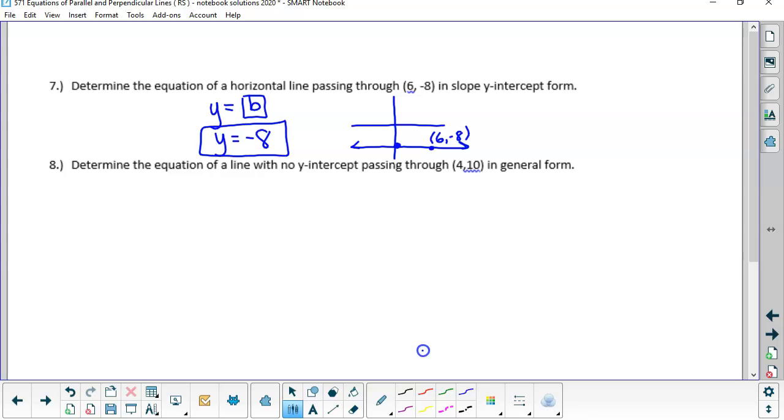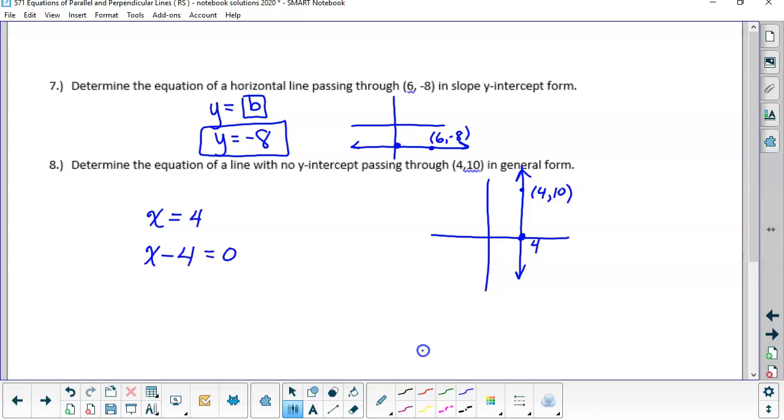Okay, then determine the equation of a line with no y-intercept passing through 4, 10. So 4, 10 is up here. No y-intercept means it's a vertical line. So the x-intercept is 4. So that's going to be x equals 4, and it says in general form, which means you have to have one side being 0.